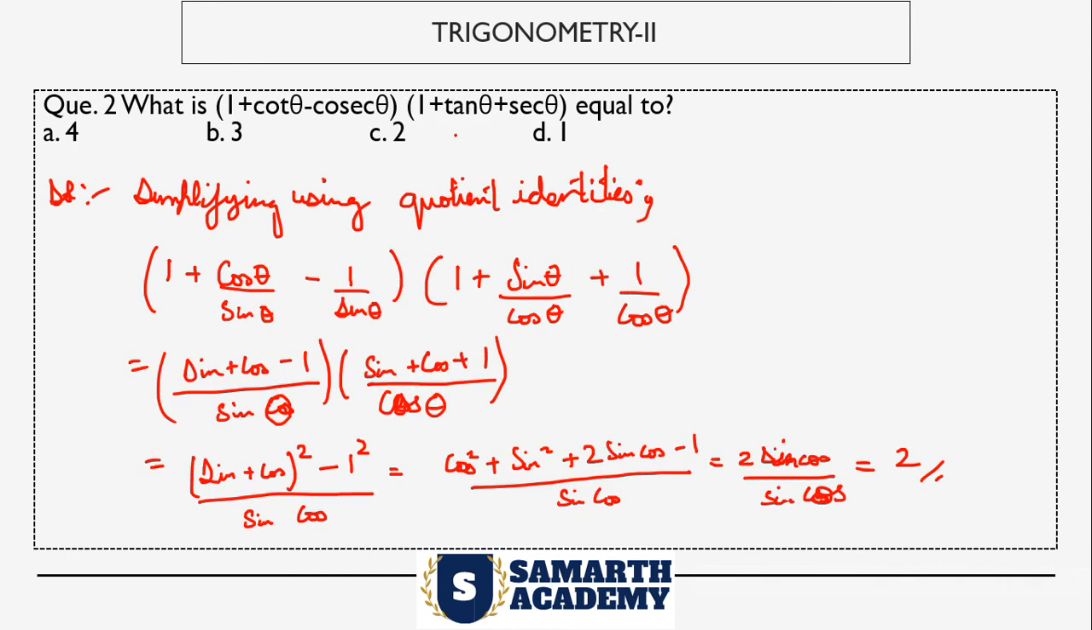Next, 1 plus cot minus cosecant into 1 plus tan plus secant equals, right? So we simplify using the basic form of cot and cosecant, which is sine and cos, right? So we get sine plus cos minus 1, sine plus cos plus 1 upon sine cos, right? So it becomes a square minus b square, right? Solving this, we get 1 plus 2 sine cos minus 1, which becomes 2 sine cos, and cutting these two out, we get 2, option. Okay.